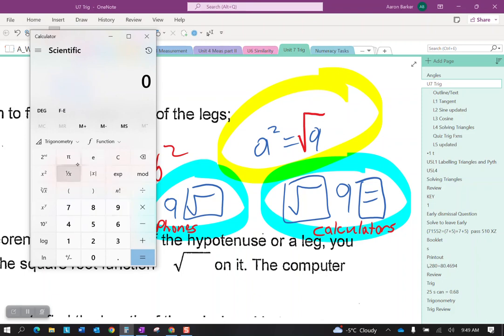So on my calculator, I press 9 first, and then I press my square root button. Not a lot of phones have that 2 there, but a few of them do now. And I go right to my answer.